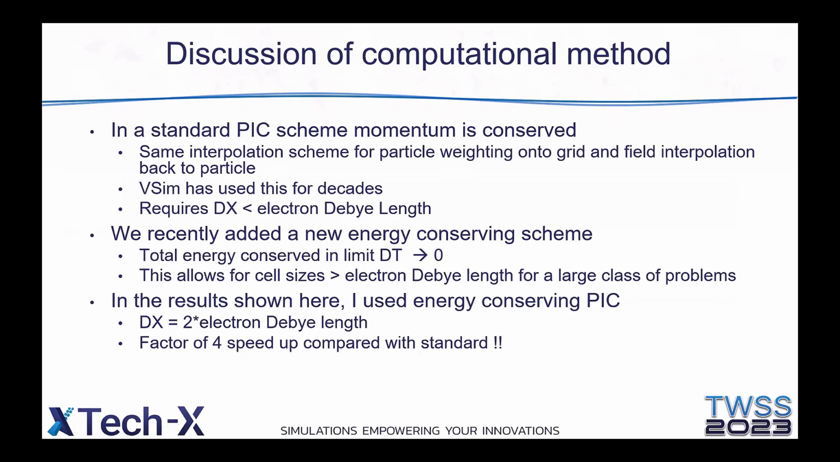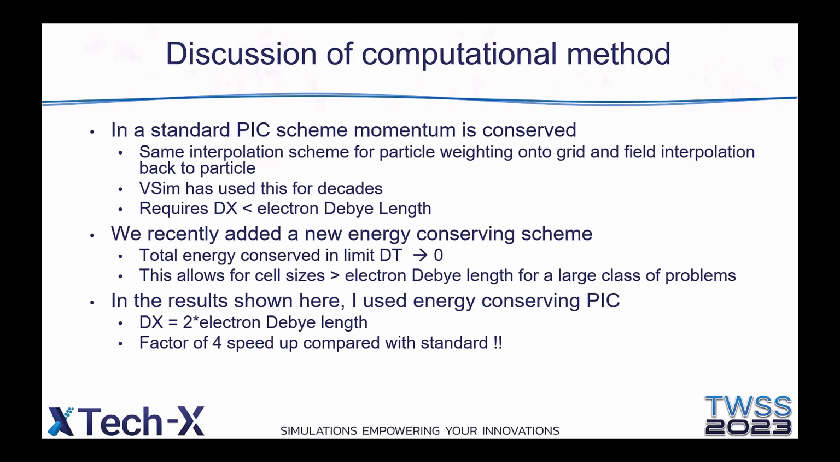So just a brief discussion of the computational scheme. Standard PIC is what we would call a momentum conserving scheme. There are no self forces. This uses the same interpolation scheme to weight the particles onto the grid as the field interpolation back to the particle from the grid. So particle onto the grid, and then interpolation from grid back to the particle is the same interpolation. And VSim has used this for decades. It's very standard in particle-in-cell codes to use this.